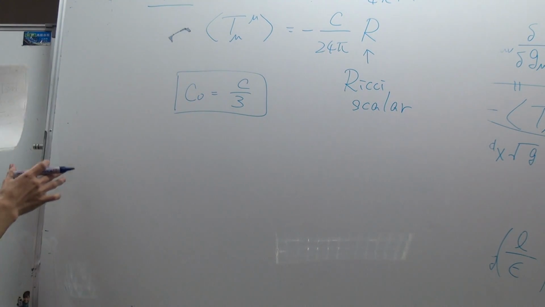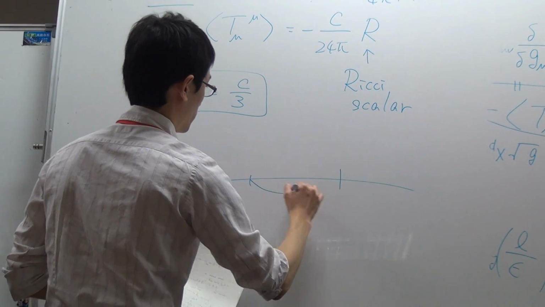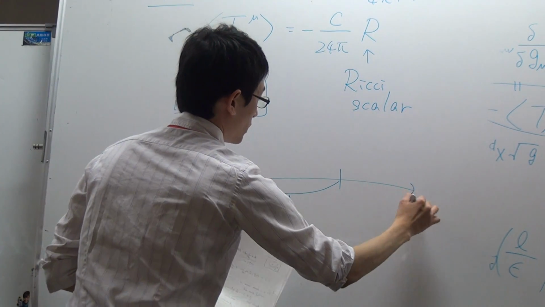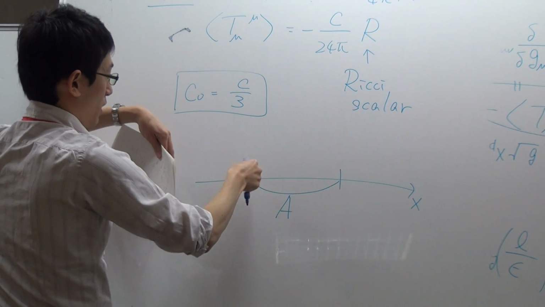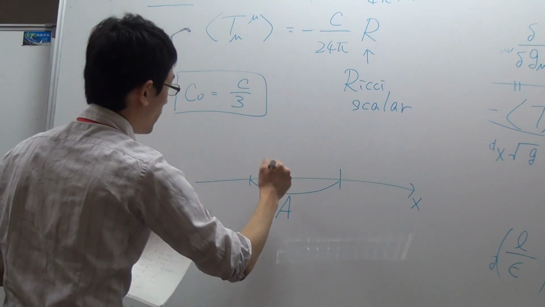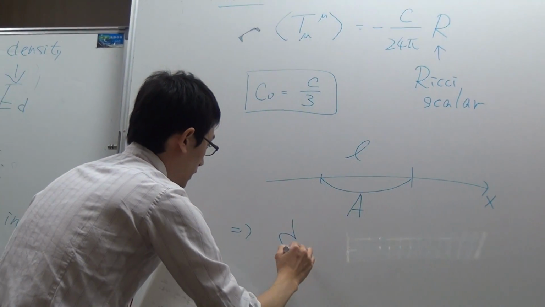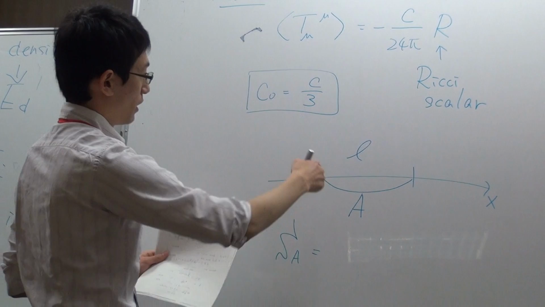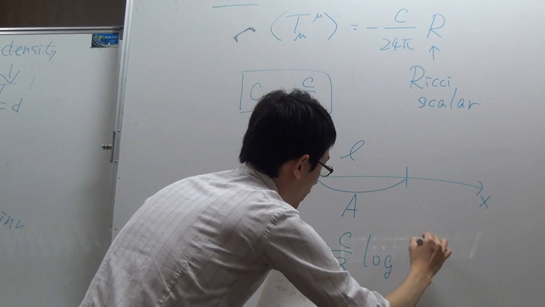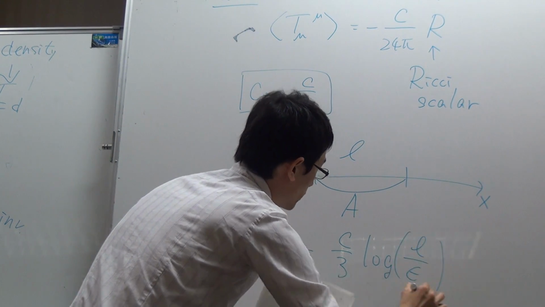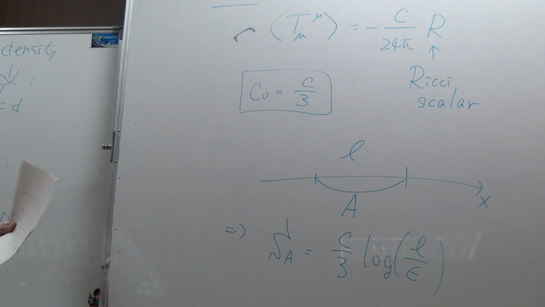So if you compute the entanglement entropy in two dimensions for an interval, this is my region A. Since the spatial dimension is 1, we only have an interval as a region, whose length is L. The entanglement entropy of an interval is given by c over 3 times log of L divided by epsilon. So this is the entanglement entropy in a two-dimensional CFT.